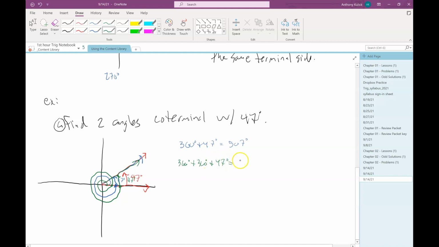So that's going to be 867. If I wanted another coterminal, at this point, hopefully you see what's going on and you don't even have to draw the picture. We're just going to add another 360, right? So what's that? 1207, I think.